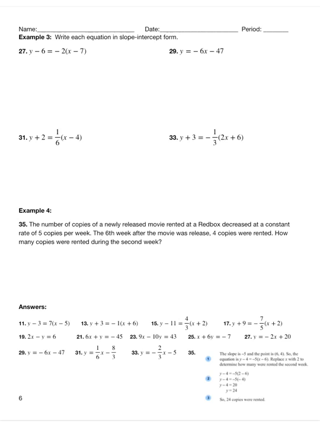Okay, so now on the back we are writing things in slope-intercept form. So that's y equals mx plus b. The m is the slope, the b is the y-intercept, and the x and y stay x and y.